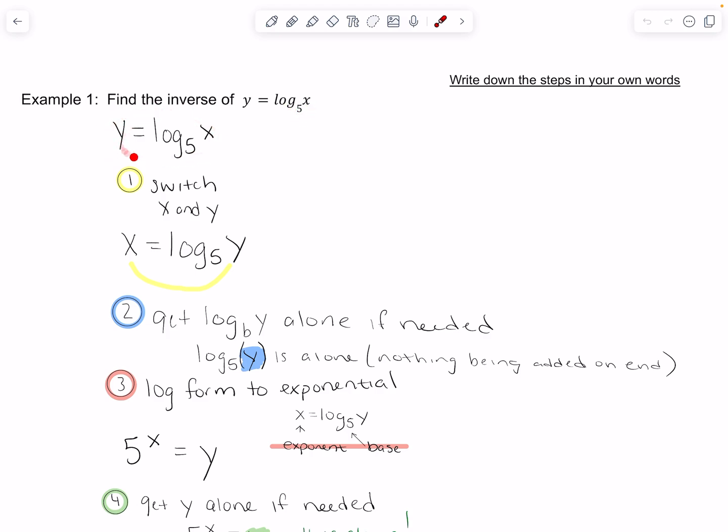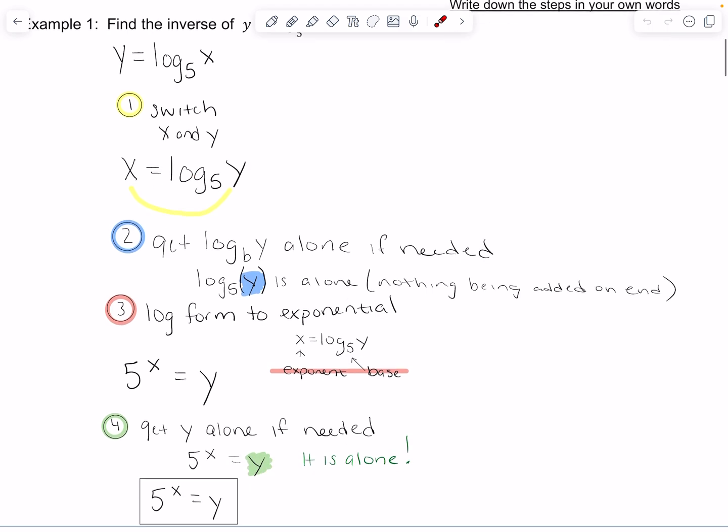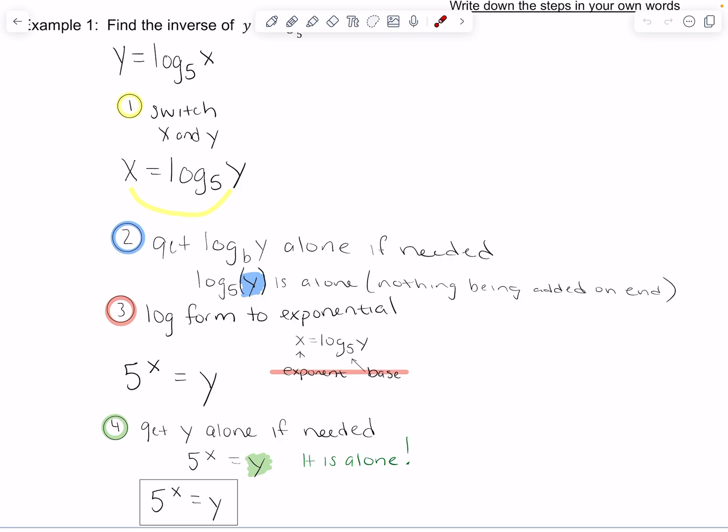So this is my log function. Step 1 is to switch x and y. Originally the y was on the left and the x on the right; I'm going to switch it. So now this says x equals log base 5 of y. Step 2 is getting that log base by alone if needed. In our case, this y is by itself, so there's nothing being added or subtracted on the end. We don't have to do this step for this particular log, but I wanted to put it in there because there will be ones that you have to.